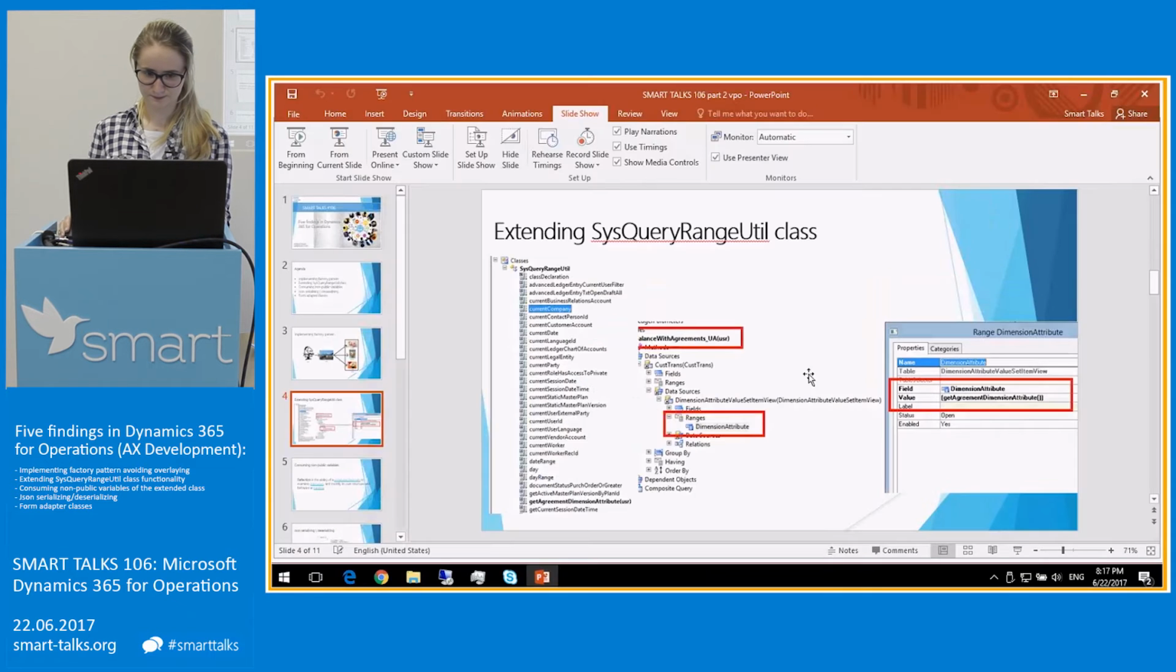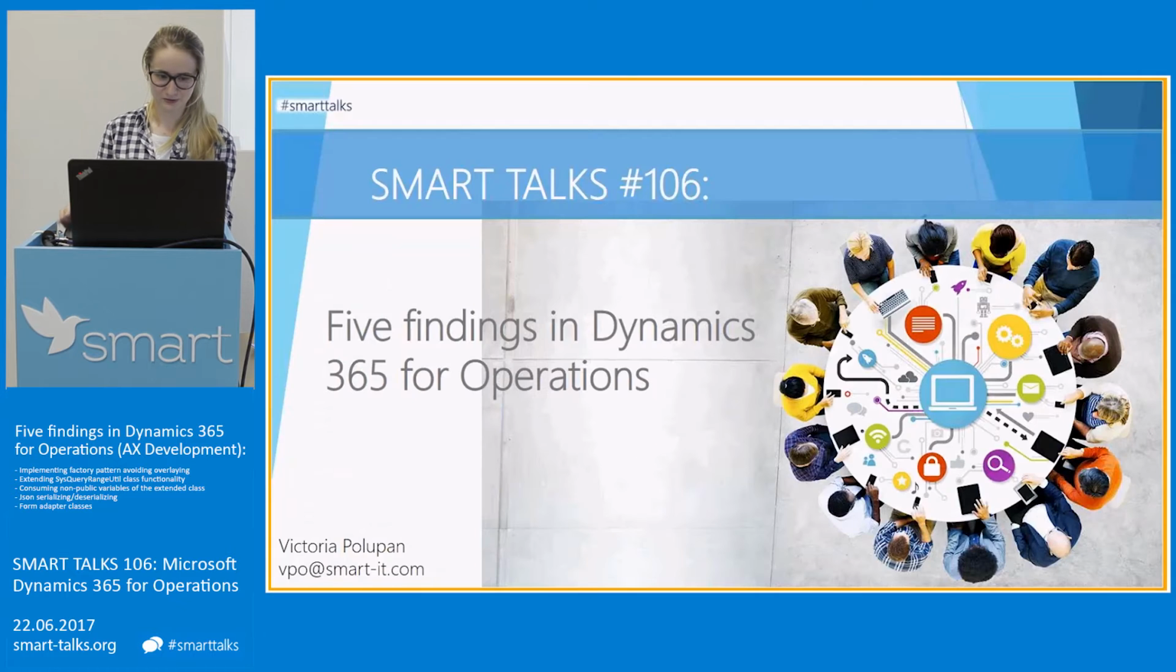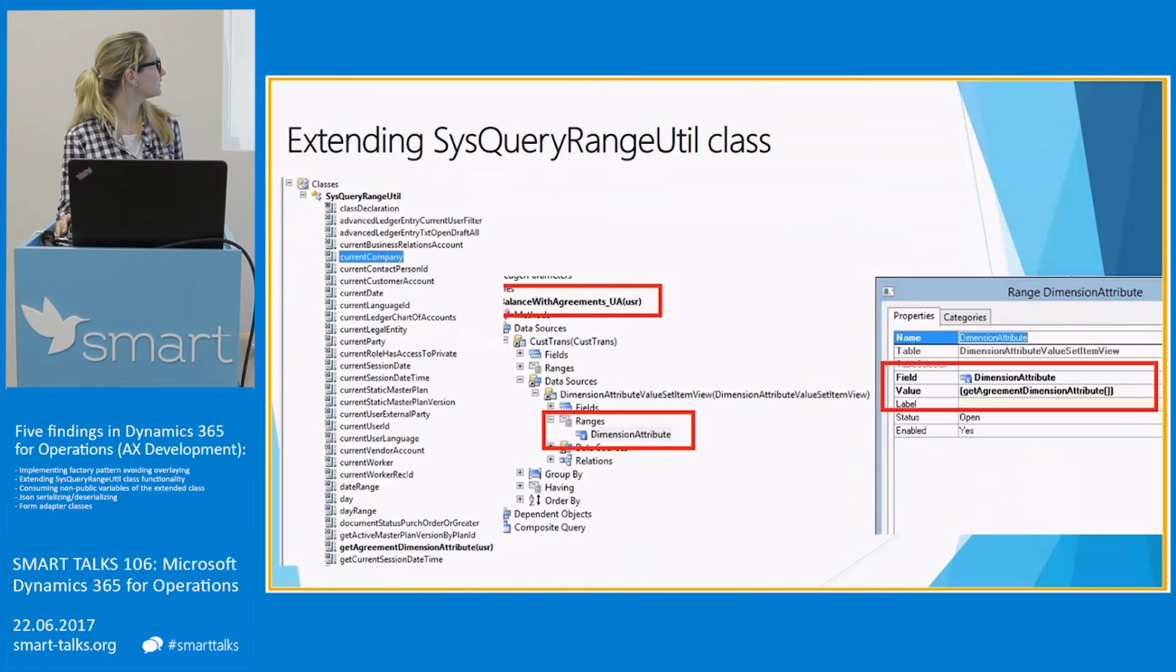How it was used previously in AX 2012, you have this system class SysQueryRangeUtil. This is a class which holds a set of static methods. For example, currentCompany. It's just a static method which always returns the name of the current company, or for example, the current date or current language, and some more.